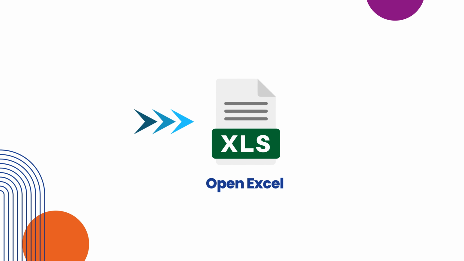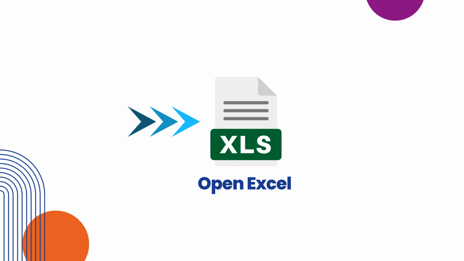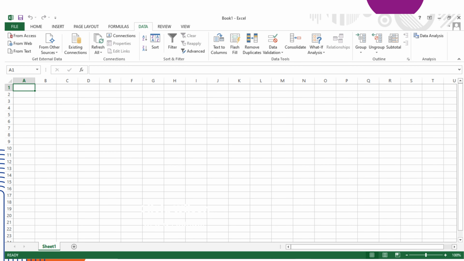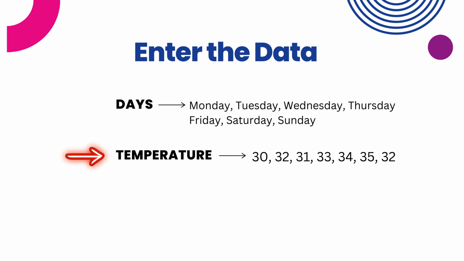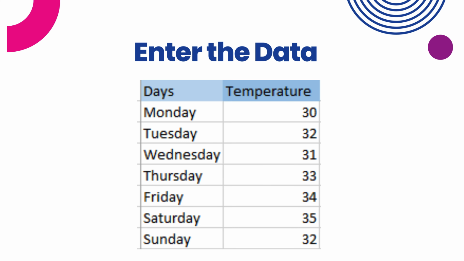Launch Microsoft Excel and open a new worksheet. In column A, type the days, Monday to Sunday. In column B, type the temperatures: 30, 32, 31, 33, 34, 35, 32. It should look like this.